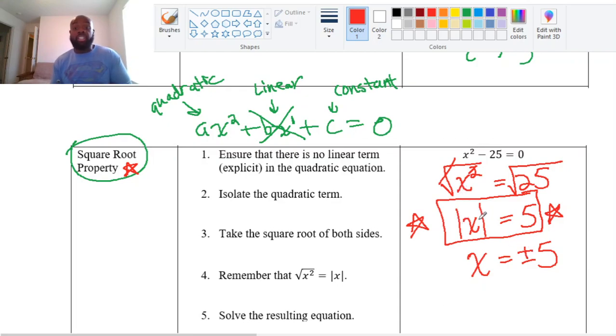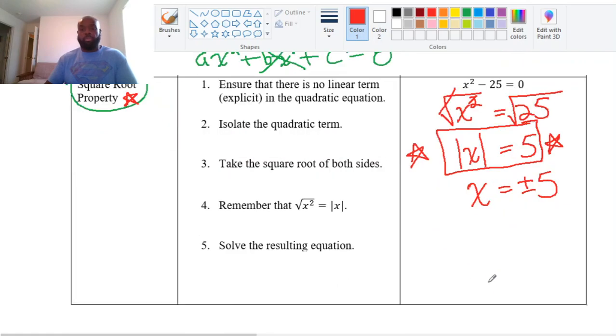If we don't include this absolute value, or if we don't include this plus or minus, we're going to be missing one of the solutions. And so this is the solution to our quadratic equation. Note here that I can put in both a positive 5 and a negative 5 to satisfy this equation. All right, that's solving using the square root property.